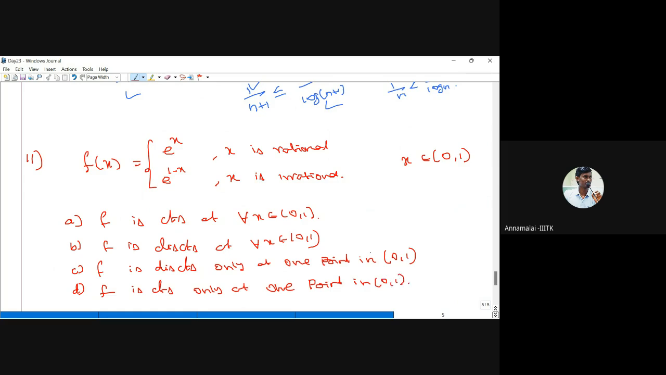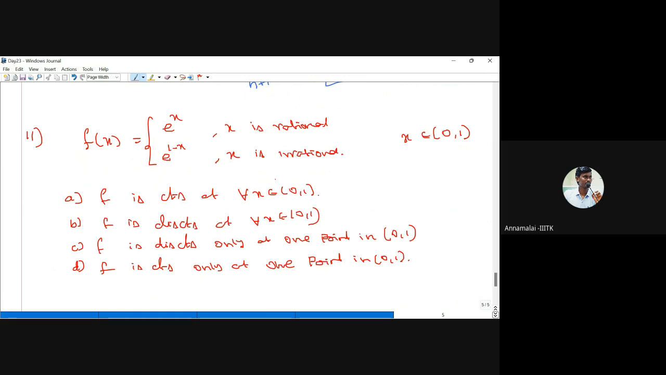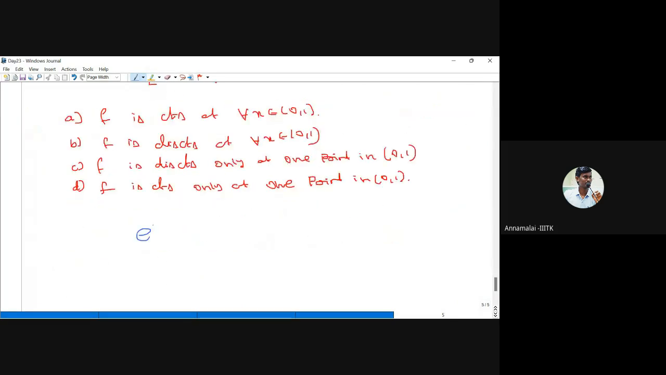For what points is the function continuous, and how do we check? We have to equate these two functions, e power x and e power 1 minus x, and solve for x. So e power x equals e power 1 minus x. Taking log on both sides, we get x equals 1 minus x, which implies 2x equals 1, therefore x equals 1 by 2. Therefore f is continuous only at 1 by 2.